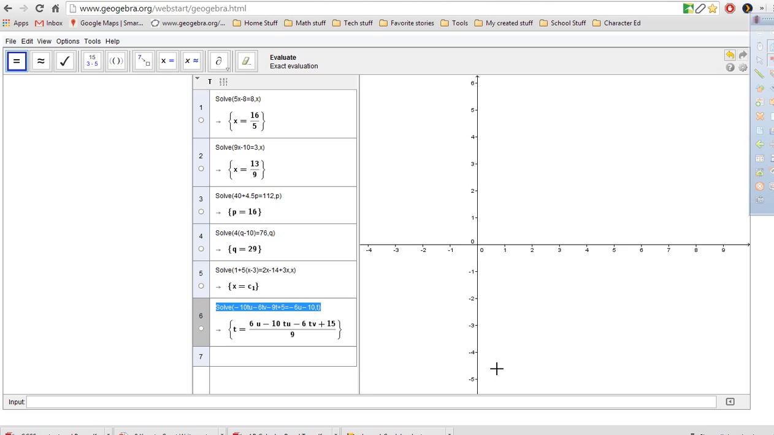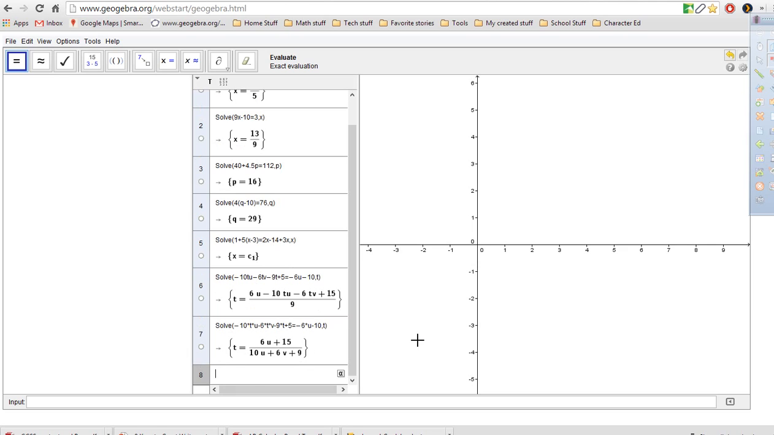I did Control C. So now I'm going to click in this box, Control V. But in here, I have to show it that tu is not a single variable, so it's t times u, and this is minus 6v, t times v, minus 9 times t. I think maybe that's going to be enough. Let's hit enter. And there we go. We got the answer we were looking for.